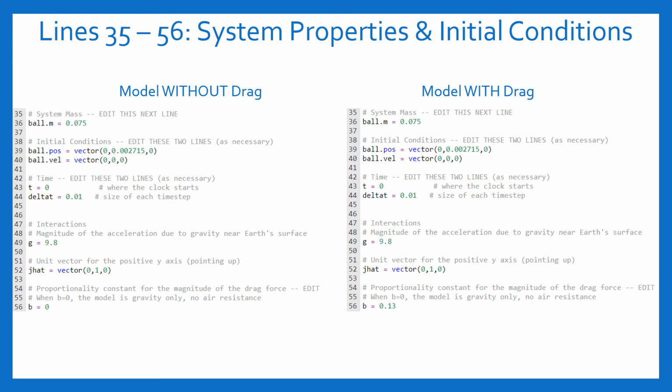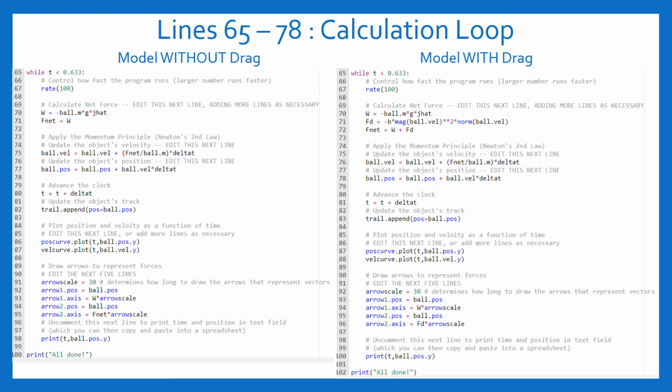The first section of the code that is important to analyze for the purposes of this lab is lines 35 through 56, which highlight the system properties and initial conditions. As you can see, the code between the two models in this section is the exact same in every line other than line 56, the proportionality constant of drag force. As stated in the lines above, a proportionality constant of 0 indicates no calculation of air resistance, so the model without drag has B set equal to 0, while the model including drag has a proportionality constant calculated to be 0.13.